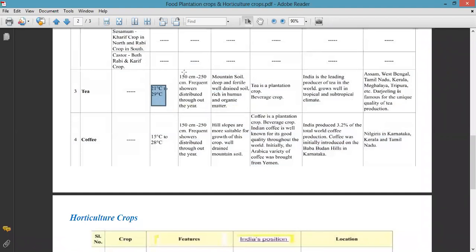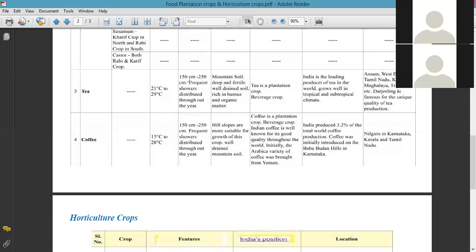Next, it requires more rainfall: 150 centimeters to 250 centimeters, with frequent showers distributed through the year. Frequent showers through the year means monsoon showers and mango showers. Last year we discussed mango showers. During the southwest monsoon, Kerala and the Western Ghats have mango showers. In the first week of June, because of the arrival of the southwest monsoon, the Western Ghats receive abundant rainfall, as the Western Ghats stop the rain-bearing winds of the southwest monsoon. Because of that, that area receives more rainfall, and that's why tea can grow there.